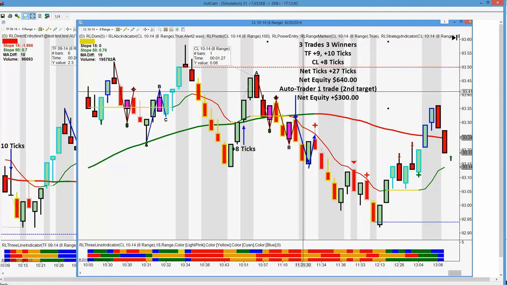The Auto Trader had 1 trade, the one I showed you. It was a second target trade. It had net equity of $300. If you were trading each in separate accounts, you would have made $940 today.